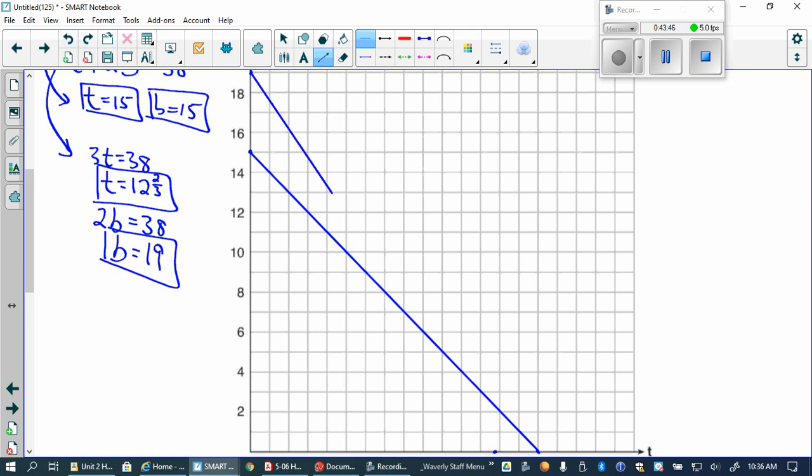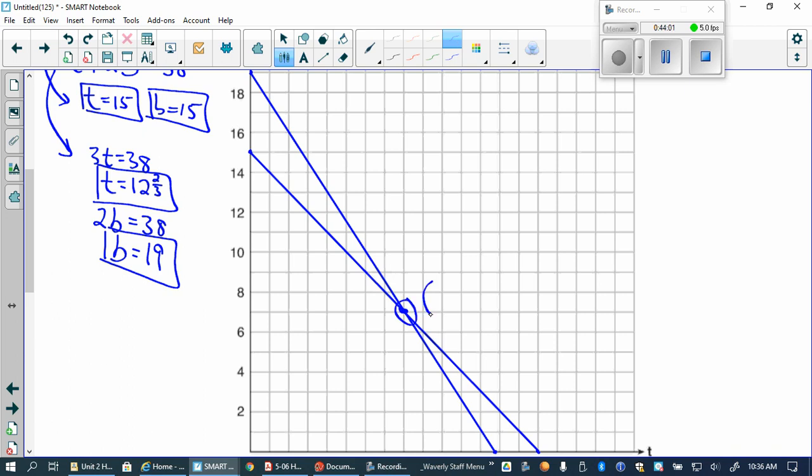T equals 12 and 2/3. What is the intersection point here? That is 8, 7. T, B. So how many tricycles did they order, and how many bicycles?